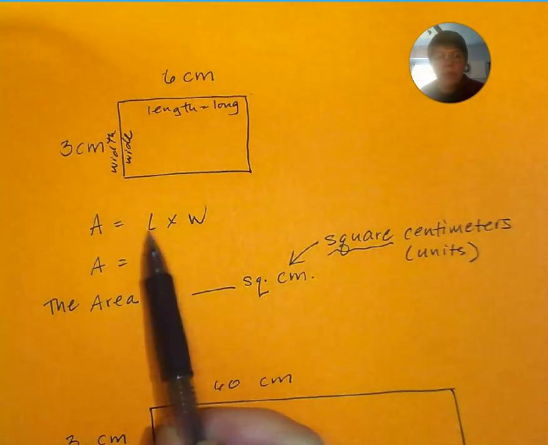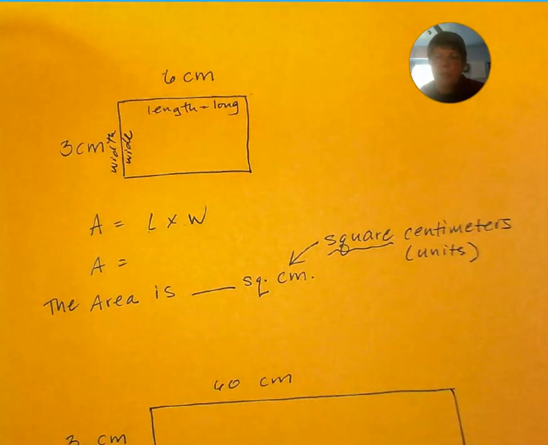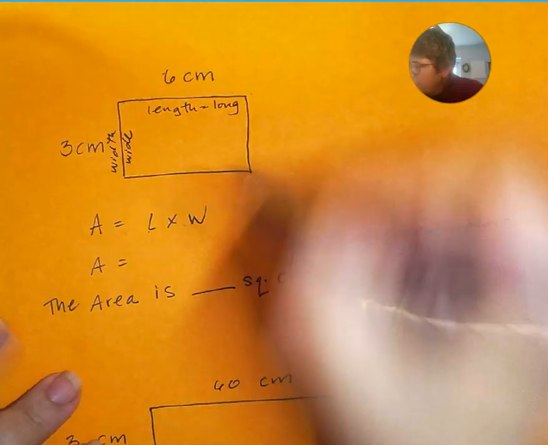But in this case, it's not that important because we're multiplying. So we can switch our numbers. It does not matter which one is the length, which one is the width. We're going to be multiplying them together. Okay? And 6 centimeters times 3 centimeters.